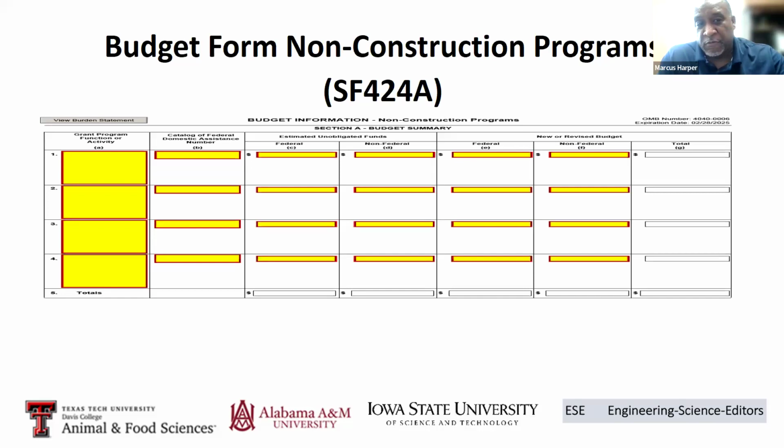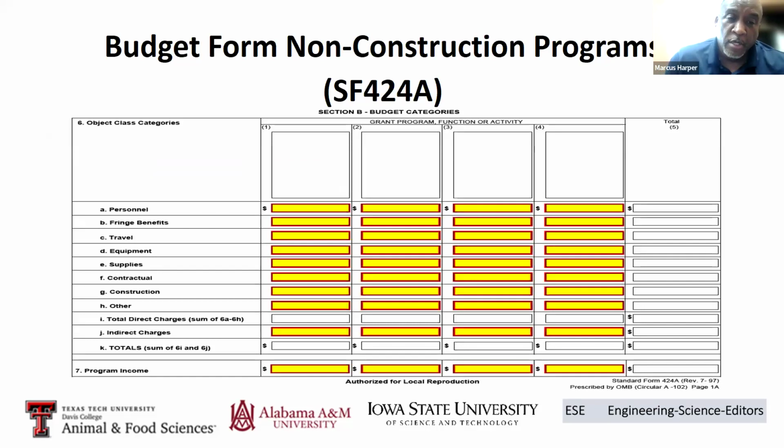So you may have up to 4 objectives here, and then you come in and input the objectives, and then you input the amount in the category that you want to put it in. So if it's a new proposal, you come all the way over this section to E, the federal column, this new and revised budget column, and that's where you put your totals for that particular period. Okay, next.